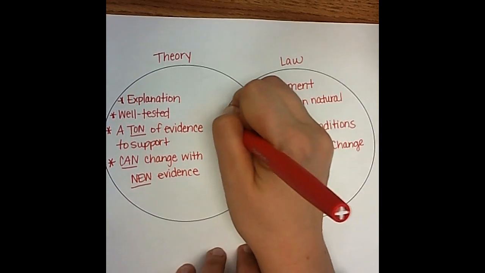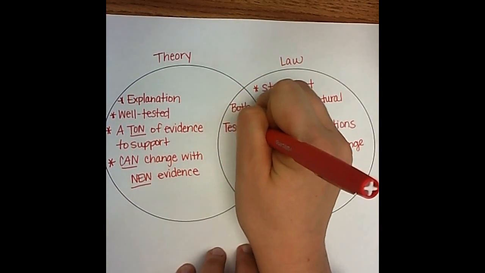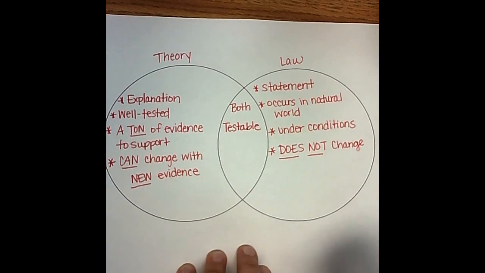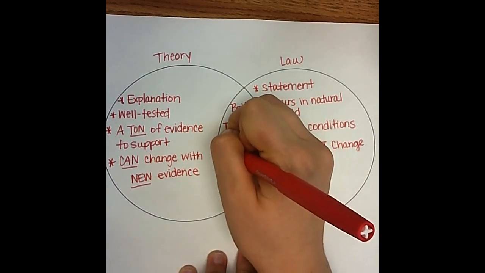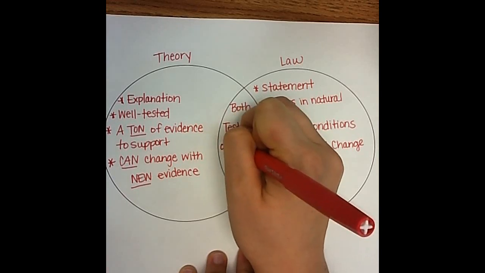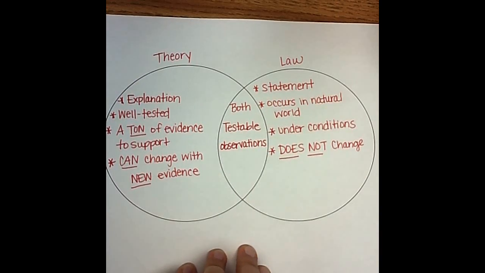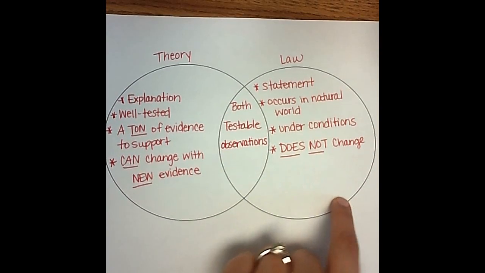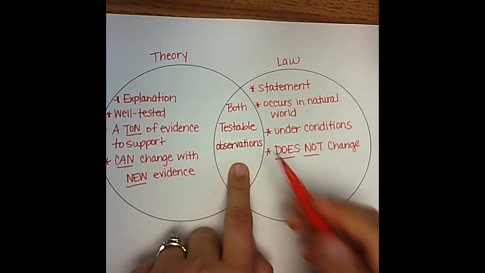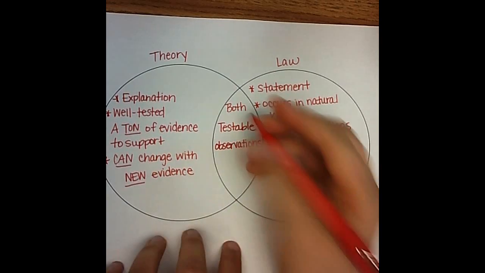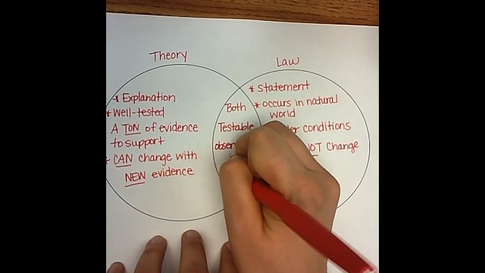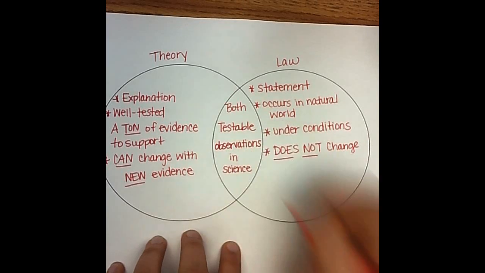Okay, both of them are testable, and they both come with observations. Alright, so here we have the difference between a theory and a law, and then in the middle, okay, they're both testable, they're both observations in science. How about we add that? Okay?